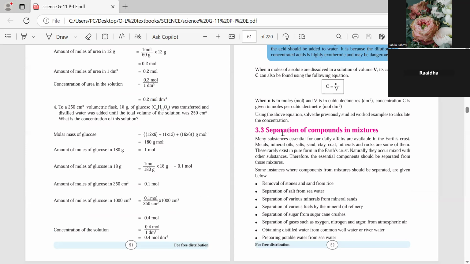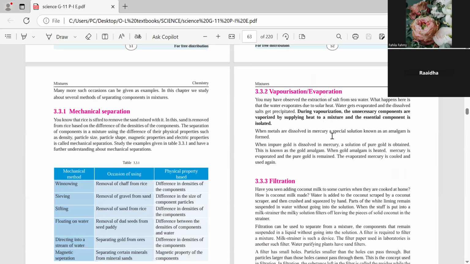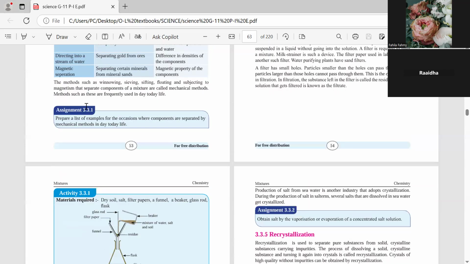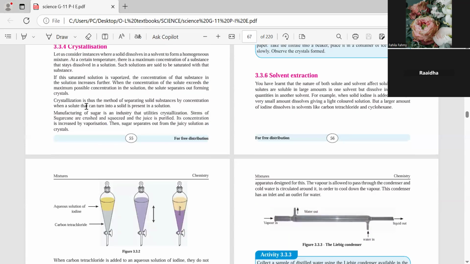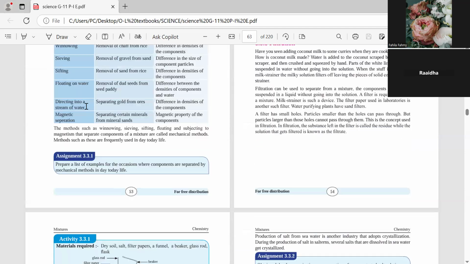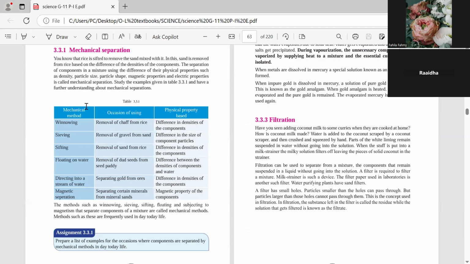Then comes the third and longest part of the lesson, that is separation of compounds in mixtures. So how are we going to separate it? Again, it divides itself into two parts, where you have something called mechanical separation, right? Mechanical separation, that is like the physical stuff, right? So if I were to, yeah, mechanical separation, you have all of these.